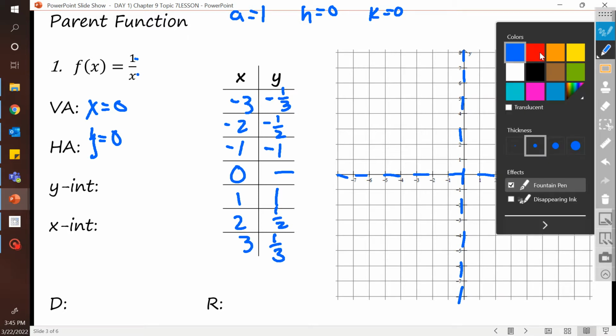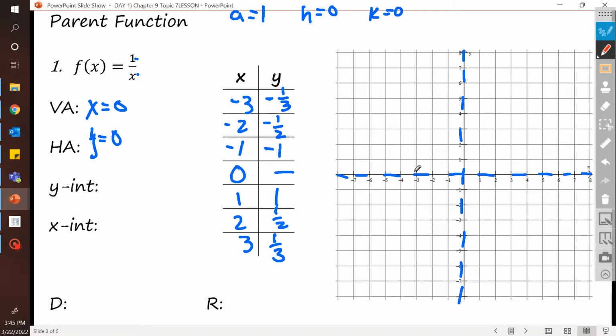And I'm going to plot these points as best I can. So -3, -1/3 is right here. -2, -1/2 is right here. -1, -1 is right here. So we can see the graph looks something like this. And then we can go to the other side. 1, 1, 2 and 1/2, 3 and a third. So we can see the other side looks pretty much the exact same, like this. And this is our graph.